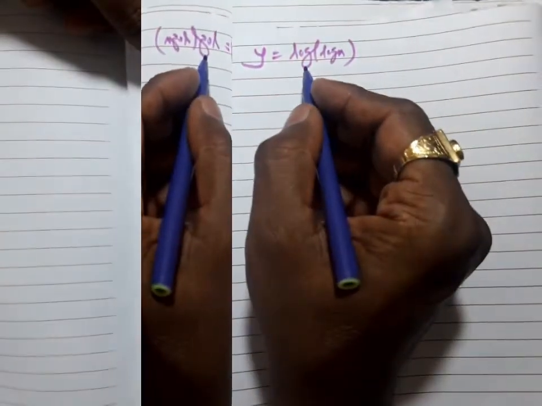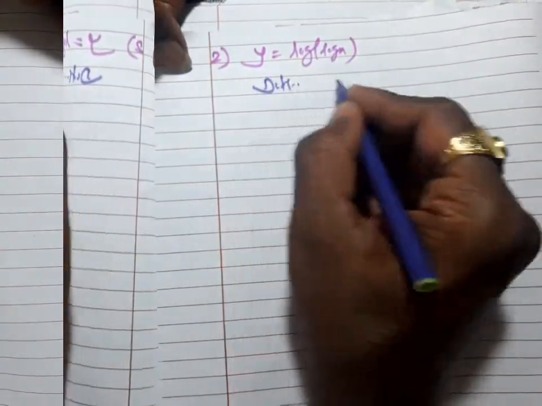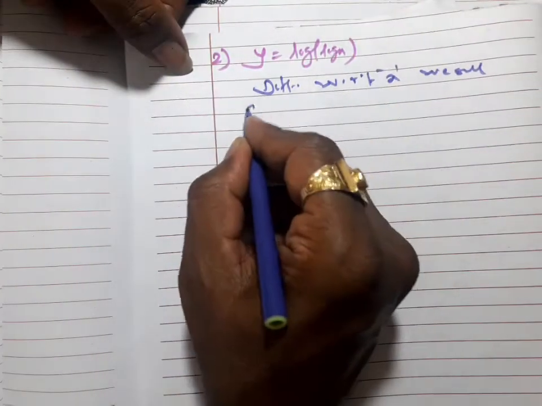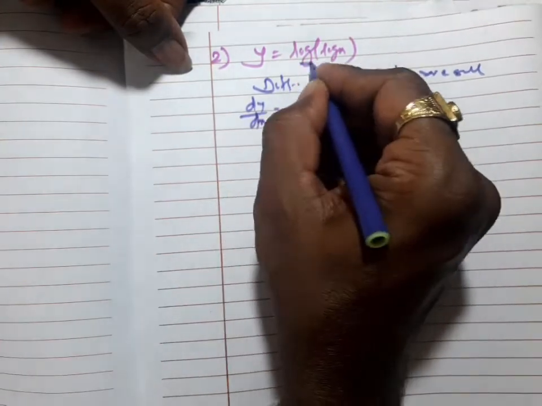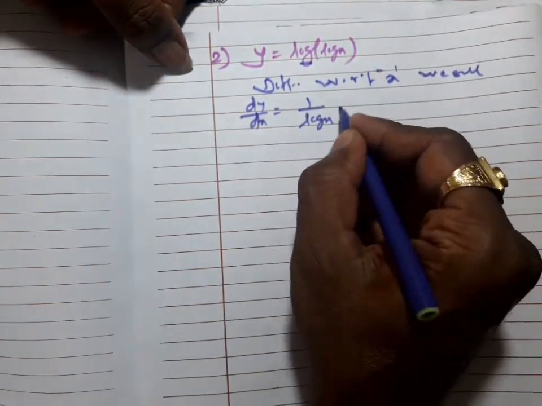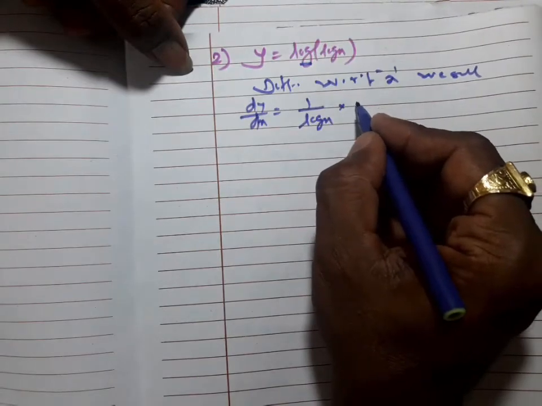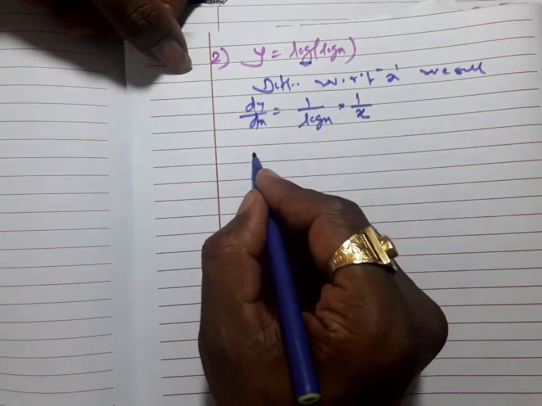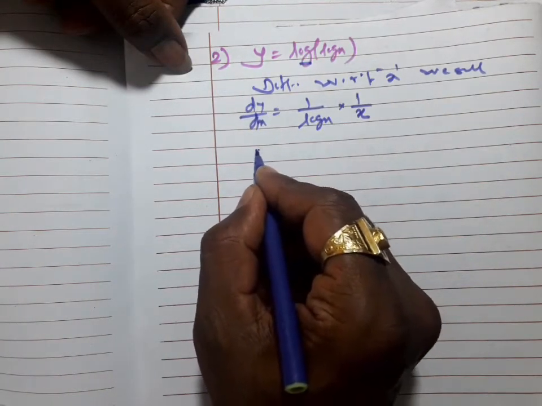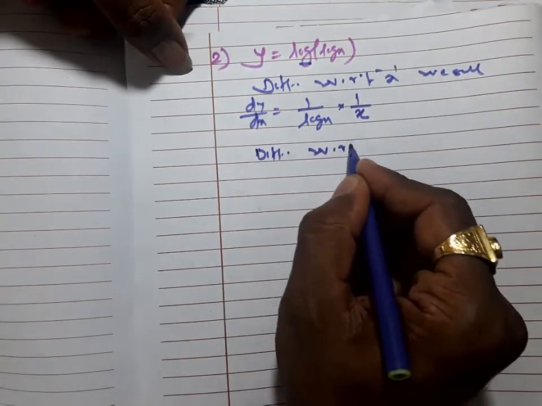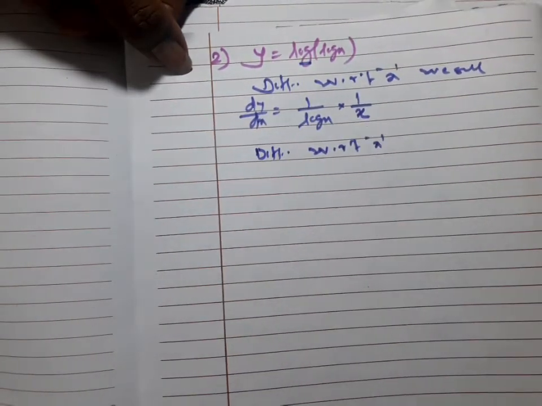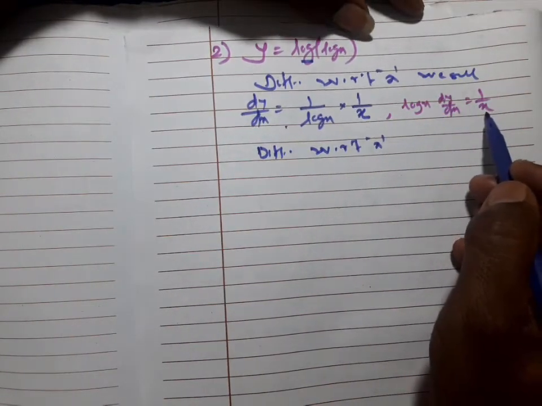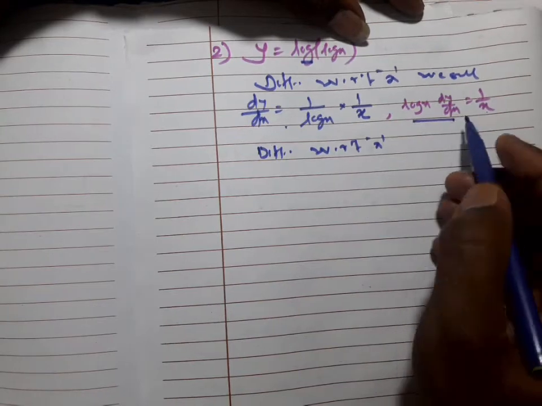Second example, y is log of log x. Differentiate with respect to x, we will get dy by dx equals 1 upon log x into the derivative of log x, which is 1 upon x. Again differentiate with respect to x. This can be written as log x divided by x, that is 1 upon x, that will be simple. Here we are going to use the product rule.